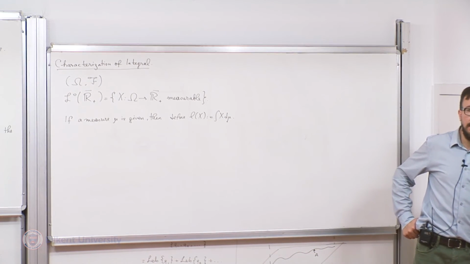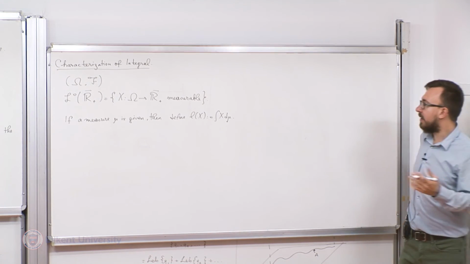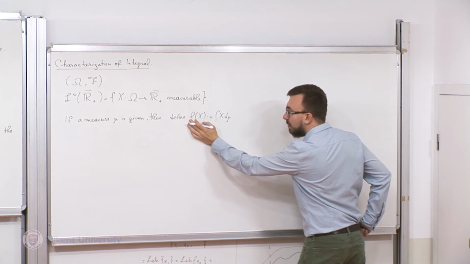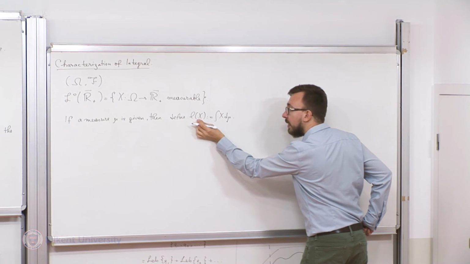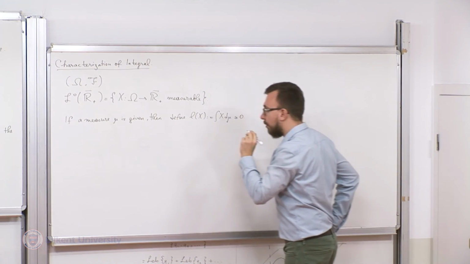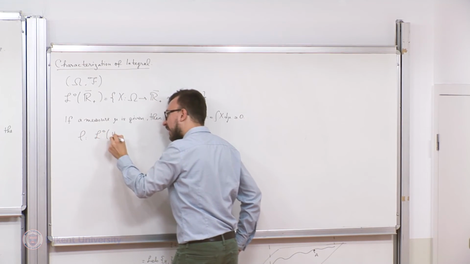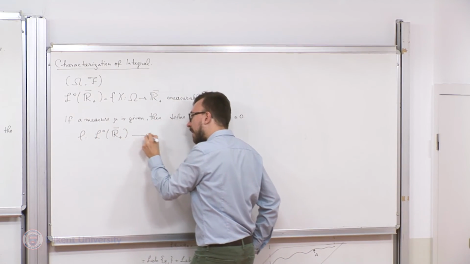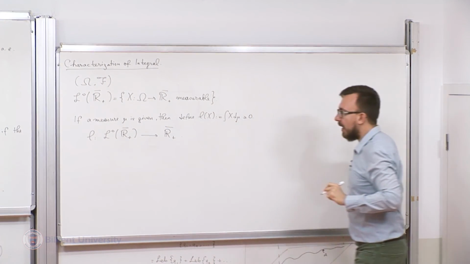What am I doing here? I'm defining the integral as a functional. Functional meaning that it is a function whose input is a function. Okay? And this is always positive valued. So L is defined on this set of random variables, mapping into the positive extended real line.